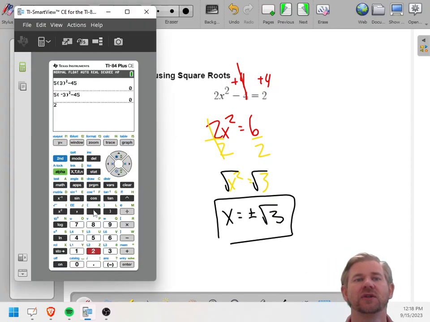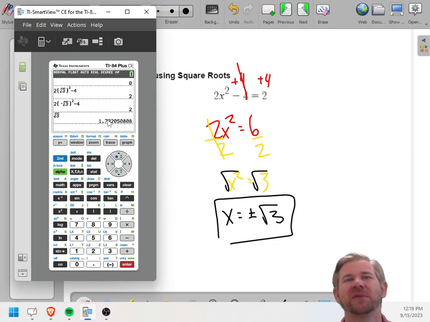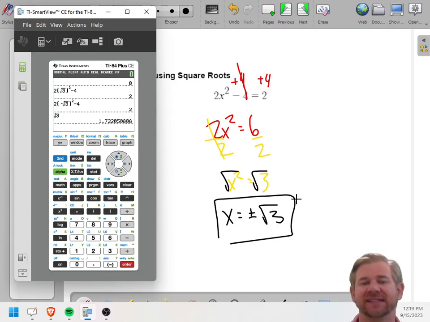And you can still check that. 2 times radical 3 squared minus 4. I should get 2. Yep. 2 times negative radical 3 squared minus 4. I should get 2. Sweet. I have two answers. They're just plus or minus radical 3. The square root of 3 is like 1.7 something, 1.73. I don't want the decimals. I want exact answers. This is a decimal that goes forever and has no pattern. It's called irrational. So this is the best possible answer. This is exact.